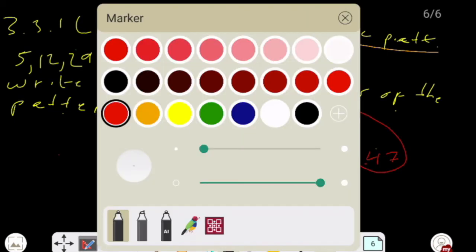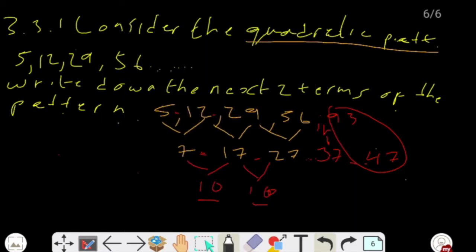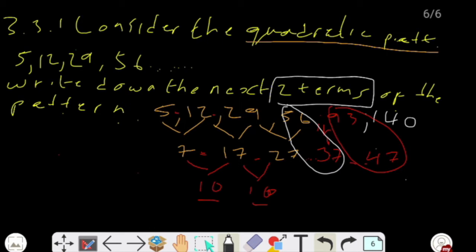And then remember, for us to get the second term in this, we said 56 plus this, and then for us to get the next term, we said 47 plus 93, which is 140. So your answer for the next two terms of that pattern, of that sequence, is 93 and 140.